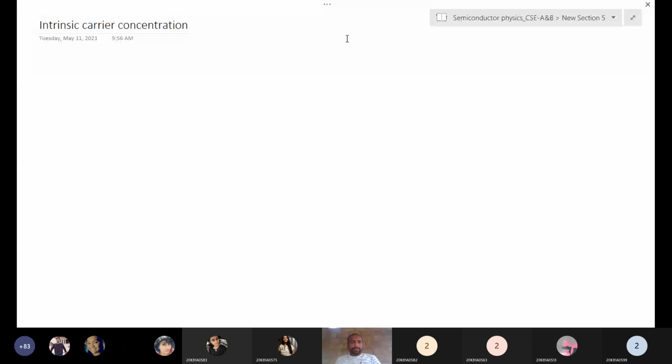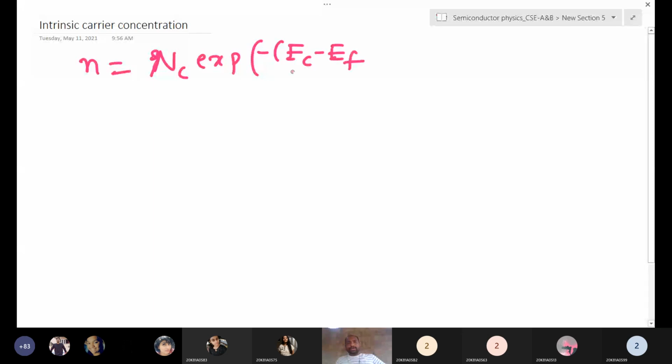n is equal to Nc exponential. Okay, here what is the answer? Exponential. And next, what is here? Minus of (Ec minus Ef) by kT. Okay. And next here, Nc is the effective density of electrons, that is 2 into (2 pi m_e kT by h square) to the power of 3 by 2.